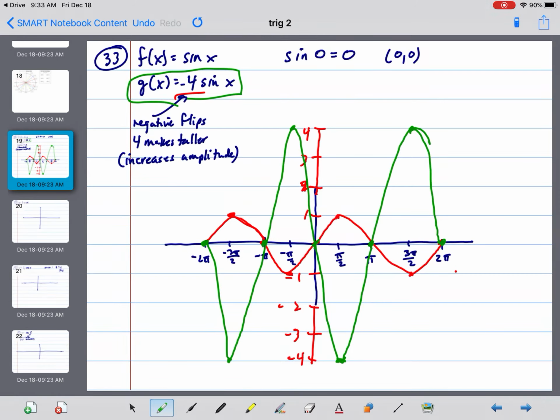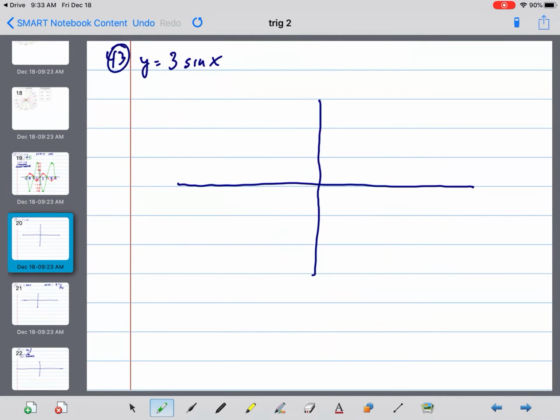All right, there's question 33. The sine graph and then -4 sine x. So that's Merry Christmas. Looking good.